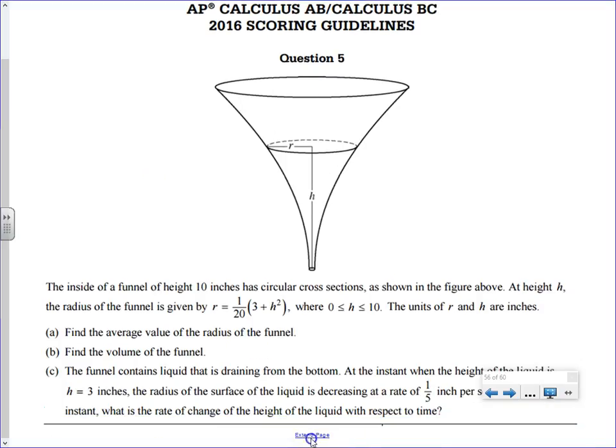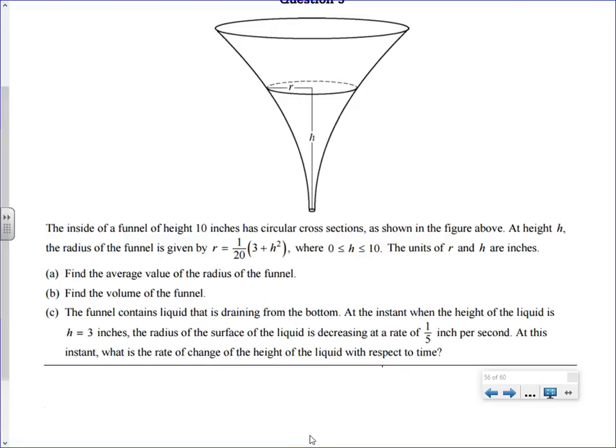So, where do related rates come in on this problem? They don't. I'm just kidding. Or do they? Okay, so they give us height. Look at the question. A: find the average value of the radius in the funnel. Is that related rates? No, that's just plug and chug. B: find the volume of the funnel, plug in.